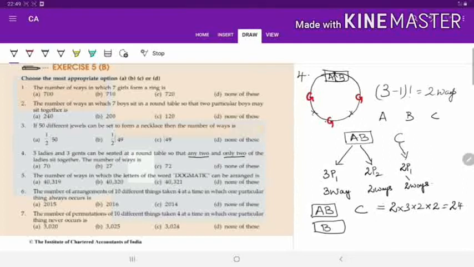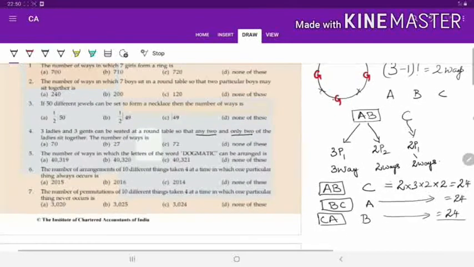Let us assume that B and C are now sitting together and A is sitting alone. It's again 24. And the third possibility is C and A sitting together and B sitting alone. Here again we have the total possibility as 24. So altogether 72 possibilities of arrangement are there. So the option is C.